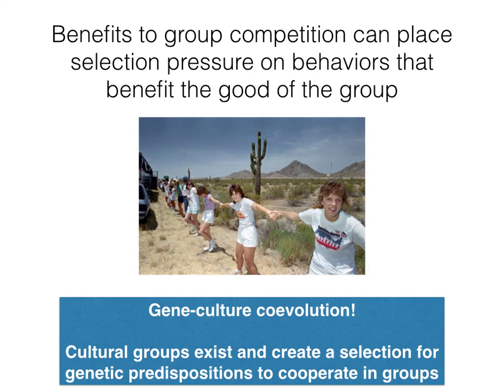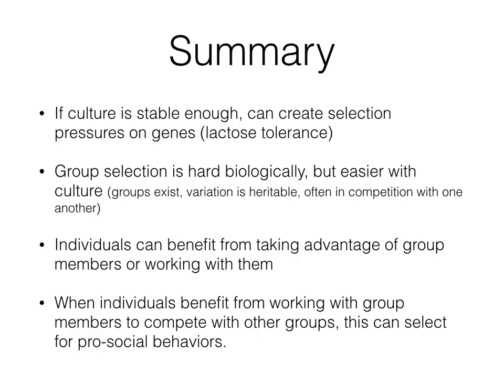So here's a summary. If culture is stable enough, it can create selection pressures on genes. So this is gene culture coevolution, and the example we looked at was lactose tolerance. Group selection is very hard biologically, and it's quite rare, but it's easier with culture because cultural groups exist, the variation between the groups is heritable, and cultural groups are often in competition with one another.